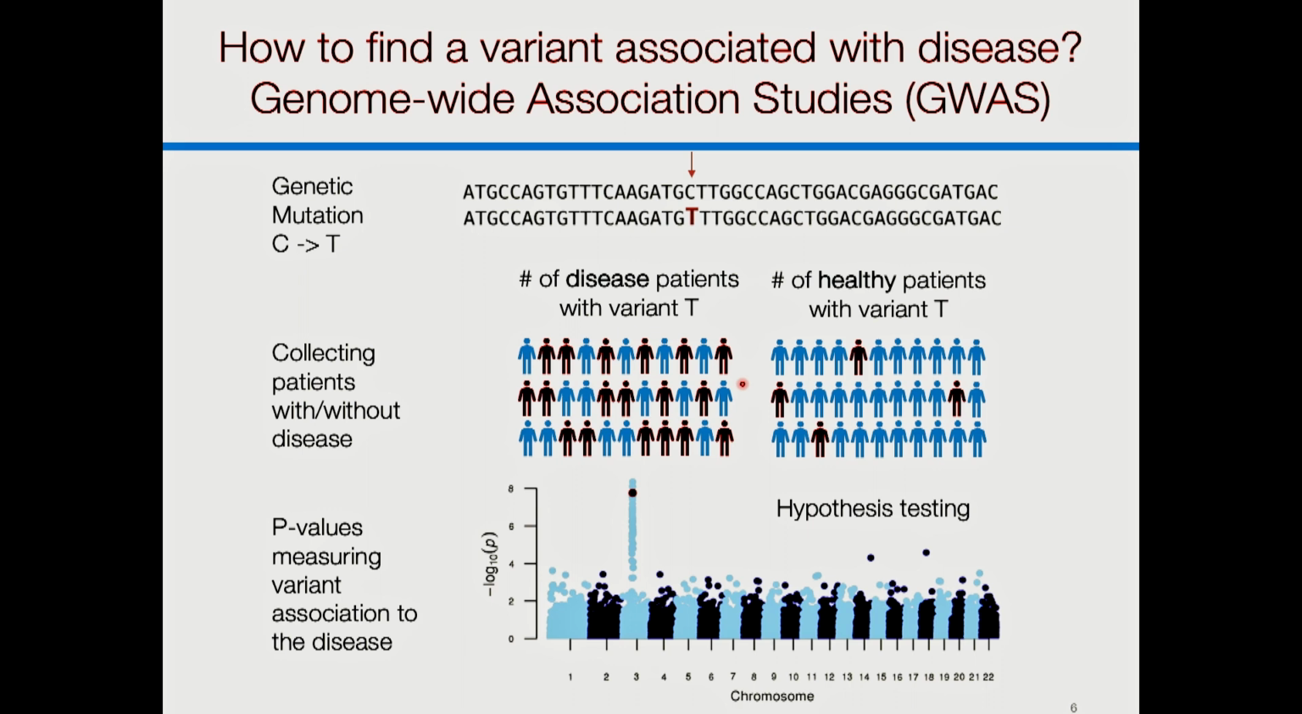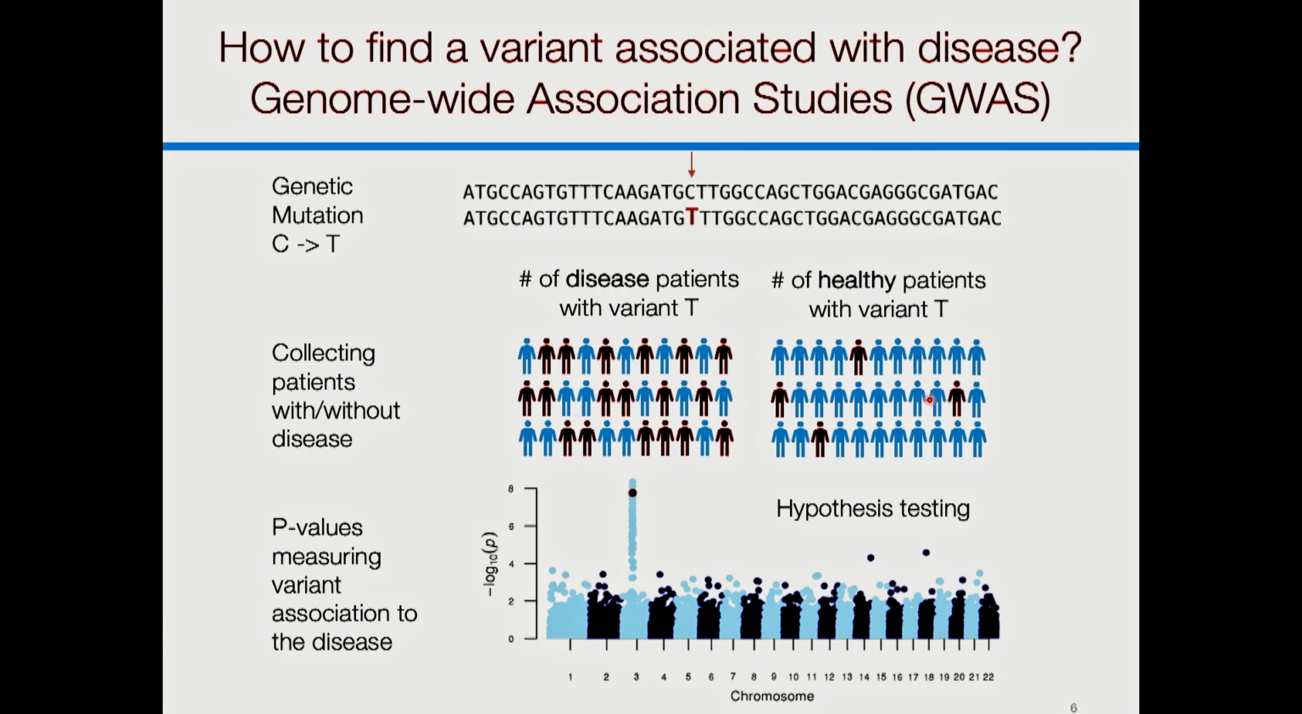There is existing work that has been done for the past 20 years, called the Genome-Wide Association Study, or GWAS. The intuition of GWAS is actually pretty straightforward. If you're interested in looking at one mutation from C to T at a specific position, you collect patients with the disease and patients without the disease. Then you count, in the disease patient cohort, how many have the variant. Similarly, you count the number of variants in the healthy patients.